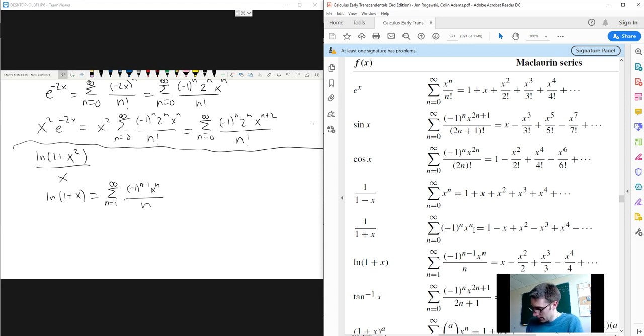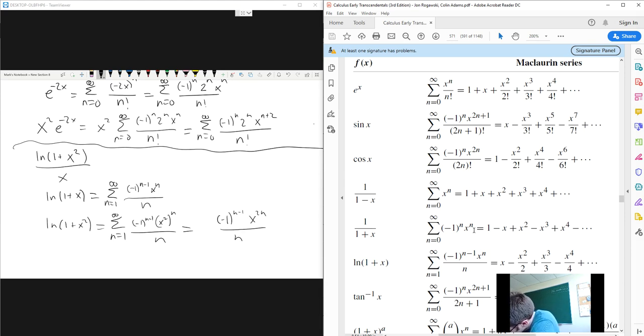And we want not the log of 1 plus x, but we want the log of 1 plus x squared. So all we need to do is replace the x's with x squareds. And x squared to the n is just x to the 2n. So there we go. We got a power series for log 1 plus x squared. If we actually want that function divided by x, we'll just divide by x on both sides.